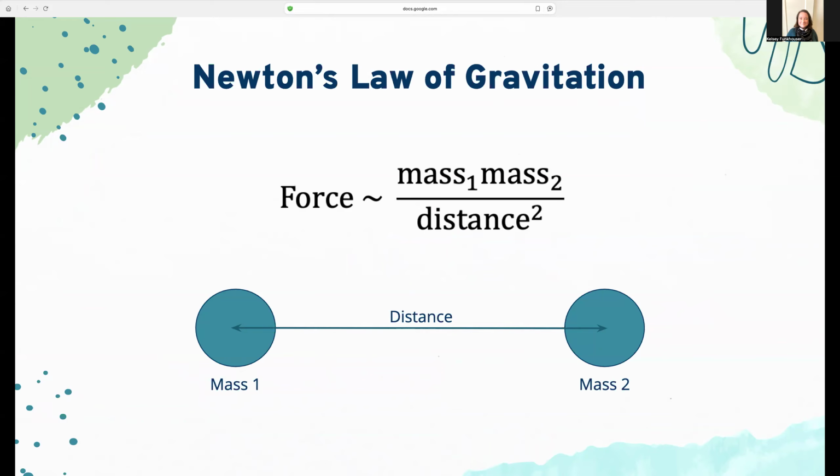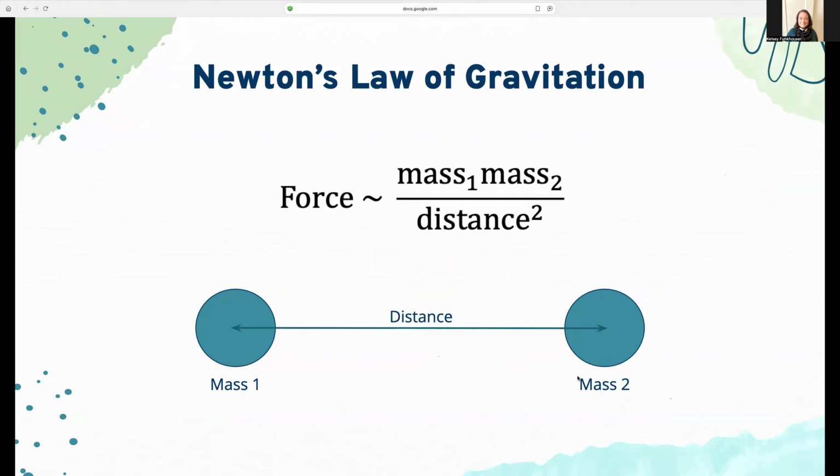So Newton's law of gravitation explains the gravitational force between two objects. So it's the force. This symbol here means proportional because we're missing a constant that we're going to multiply this by. So force is proportional to the mass of each object divided by the distance between them squared.